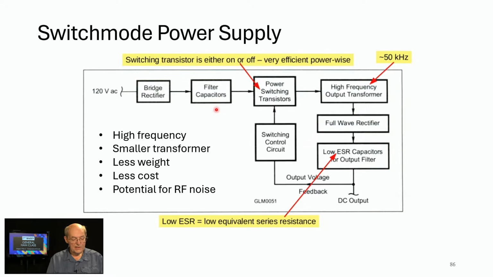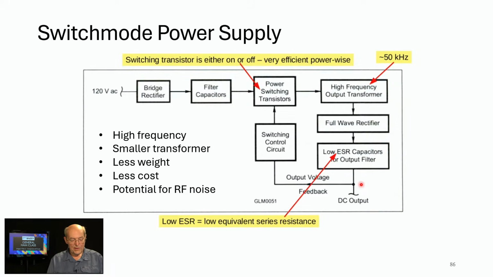There's some filter capacitors, and then here's our switching transistors. They take this output that we've rectified and chop it up into much higher frequency output than what's coming in from the wall, like 50 kilohertz. And then there's what's happening here. We're going into a transformer, full wave rectifier. We filter it, and then we sample the output.